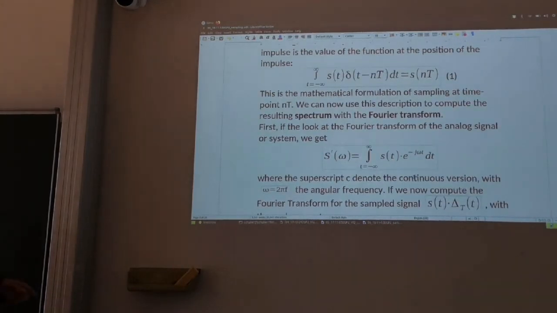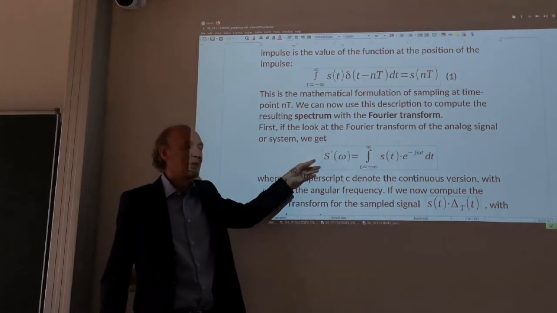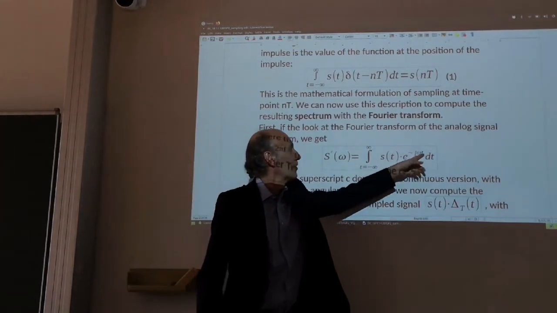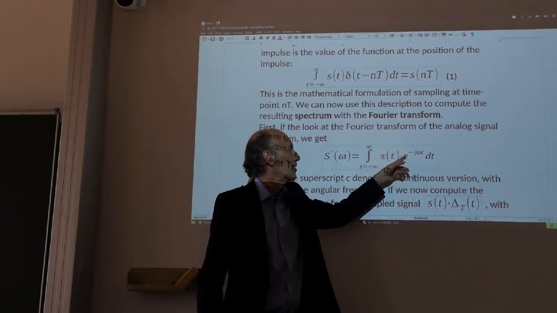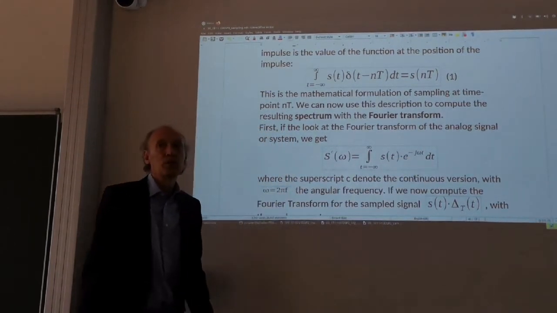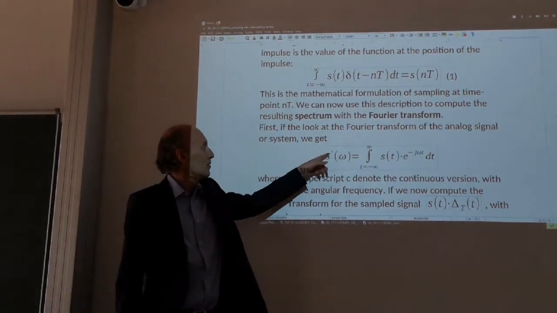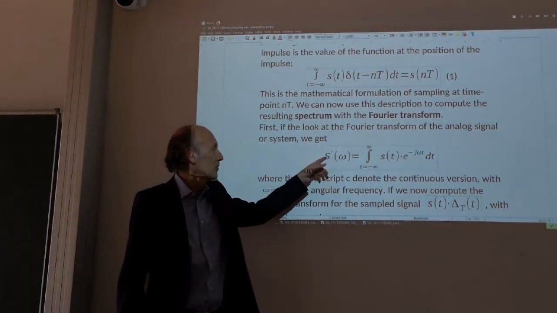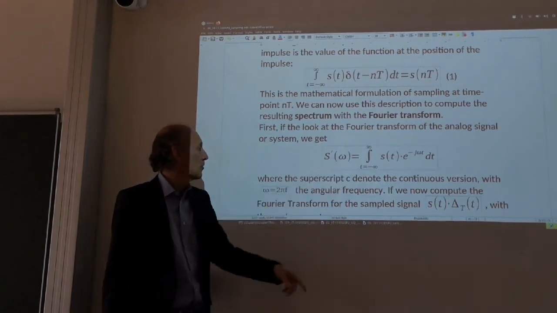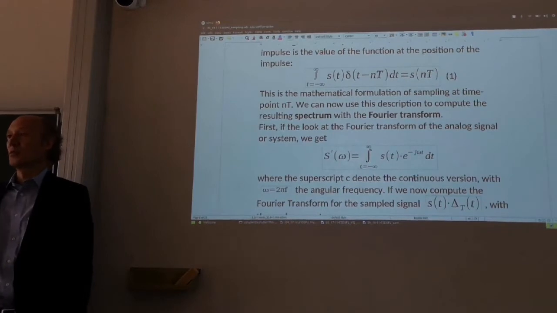So this is the well-known Fourier transform. Everybody remembers? We have this integral, the typical Fourier transform, e to the minus j omega t, where t is this continuous time variable. Here I call this c for continuous, and we have S_c of omega. This omega goes from minus infinity to plus infinity.